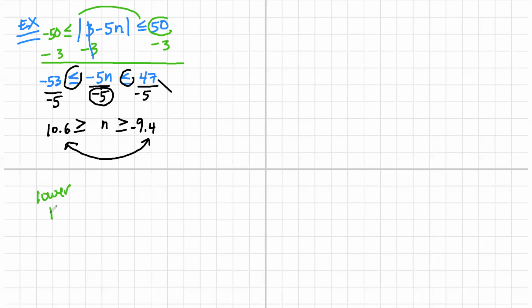The lower number should always be on the left and the bigger number should be on the right. Well, we all know that 10.6 is bigger than negative 9.4. So we're going to switch these around. I'm going to put negative 9.4 and 10.6, switch them around, and leave the n in the middle.